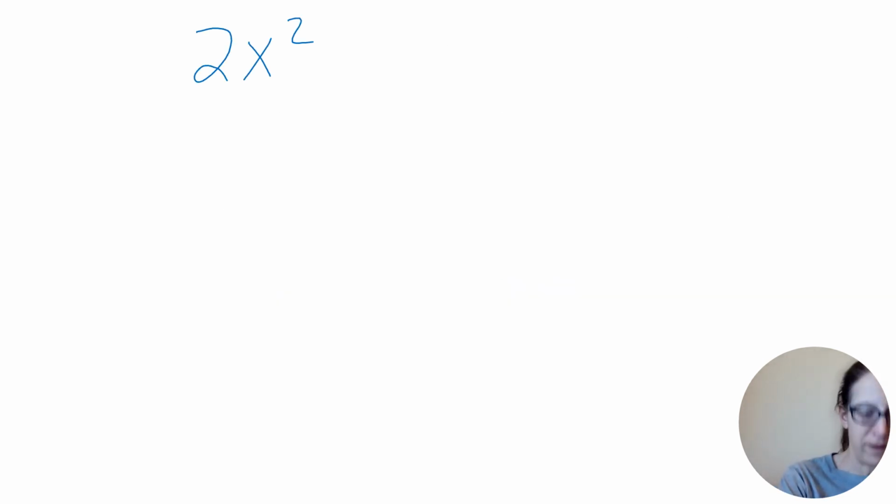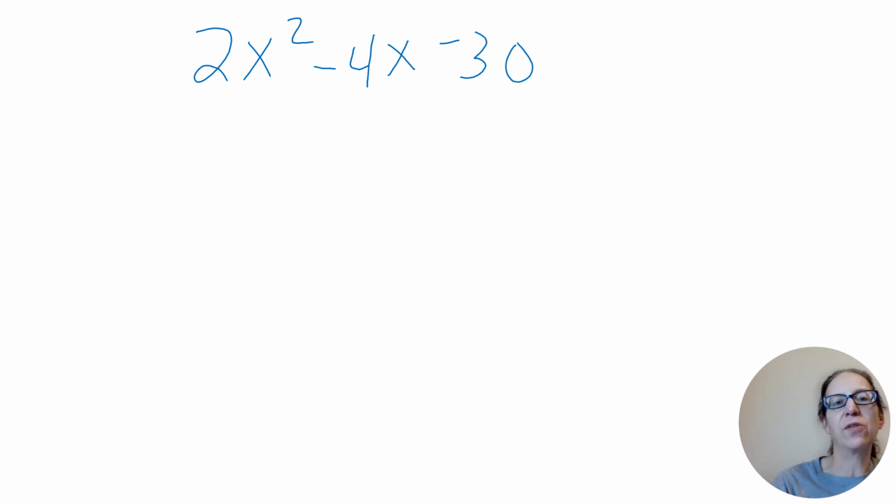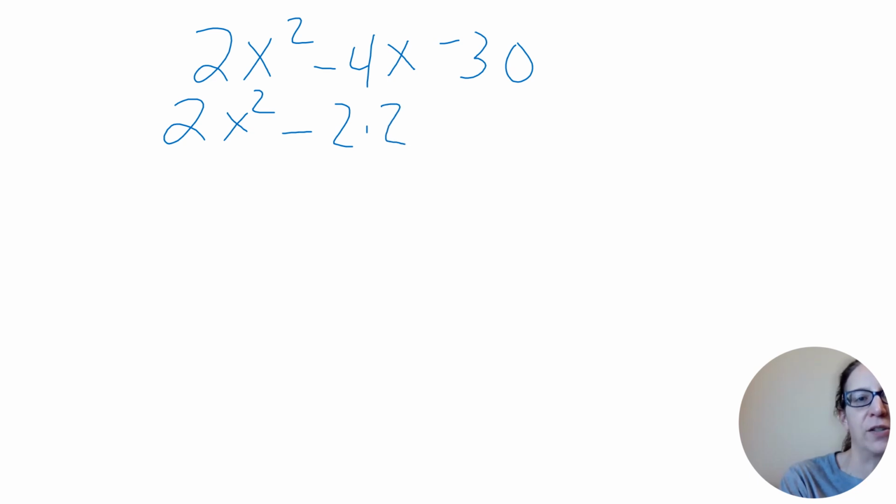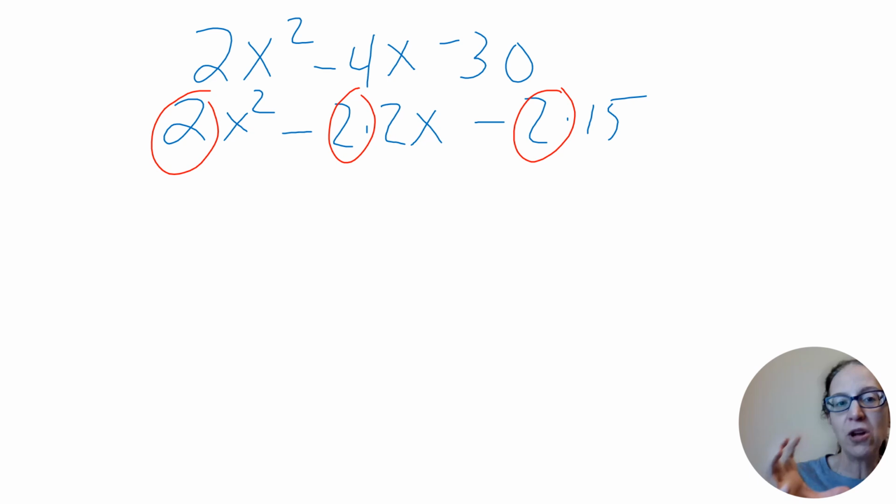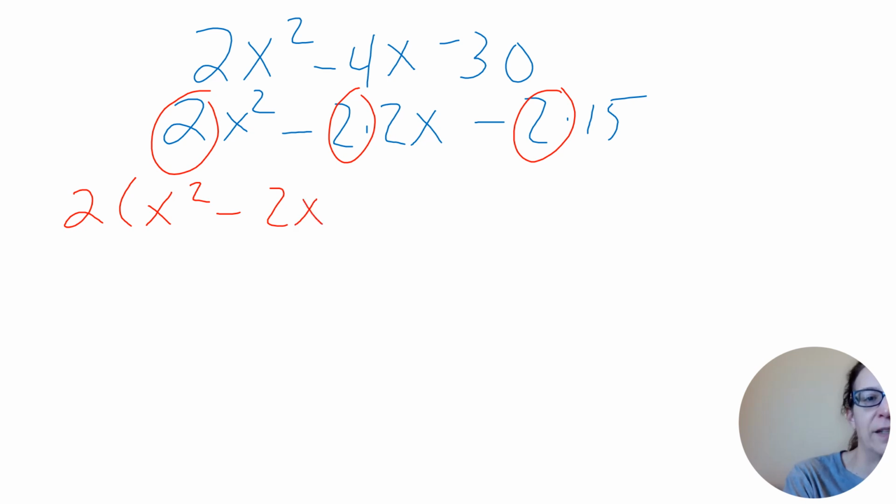2x squared minus 4x minus 30. And the first thing we want to do here is notice that there is a common factor. Here we have 2x squared, but if I look at this, 4 is 2 times 2, and 30 is 2 times 15. Now, typically we don't write that. I am writing it for the purpose of this to show oh, look, common factor. That can be factored out, leaving me with x squared minus 2x minus 15.